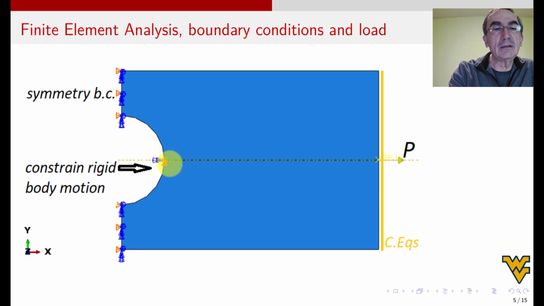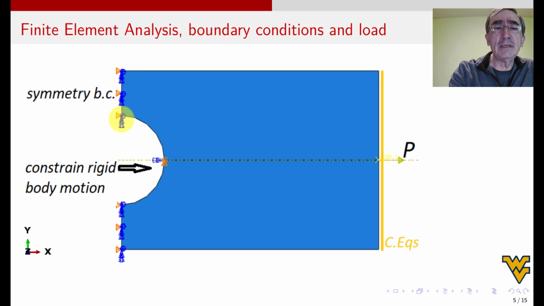And one last thing that sometimes you have to do is to put a rigid body motion constraint, because the model without this cannot move horizontally, but it can move vertically. Okay, the orange triangles indicate the direction in which it cannot move. So it cannot move horizontally, but it can move vertically. Forget the blue triangles; those are for rotations.